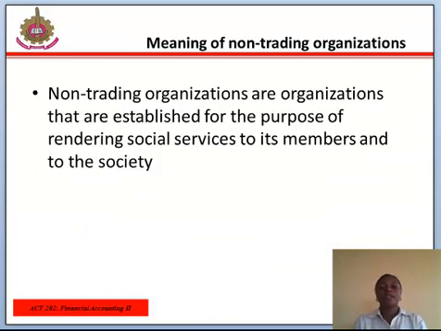Meaning of non-trading organizations. Non-trading organizations are organizations that are established for the purpose of rendering social services to its members and to the society at large. This is also known as non-trading concerns. Such organizations include clubs, hospitals, libraries, trusts, professional associations, as well as unions. These organizations render their service to the members and to the general public. For instance, a club provides sports and other recreational services to the members, while hospitals provide treatment and services to the patients.